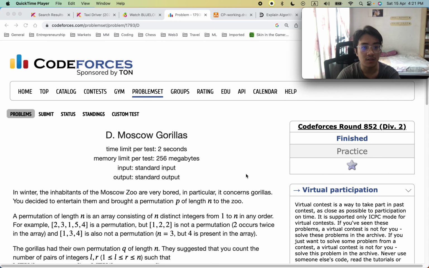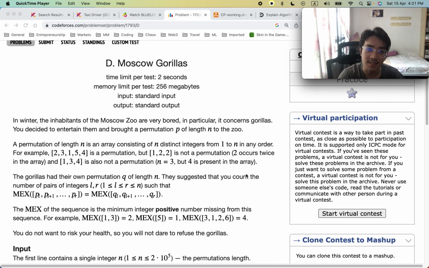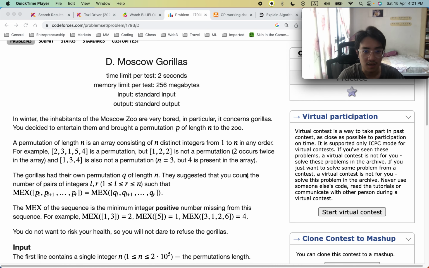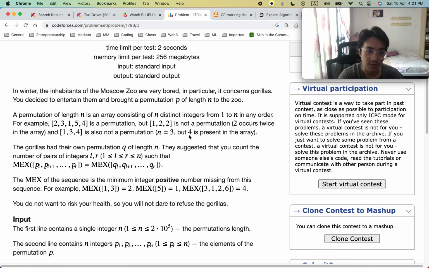Hi guys, so we're gonna do CodeForces 1793D Moscow Gorillas. So basically, how do we do this question?